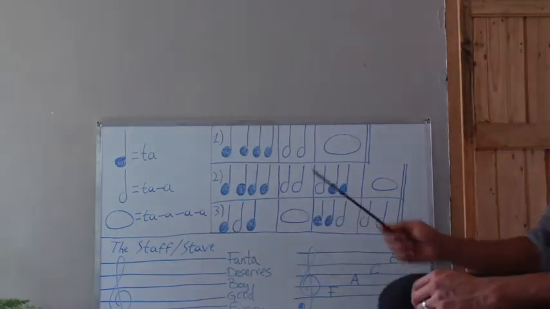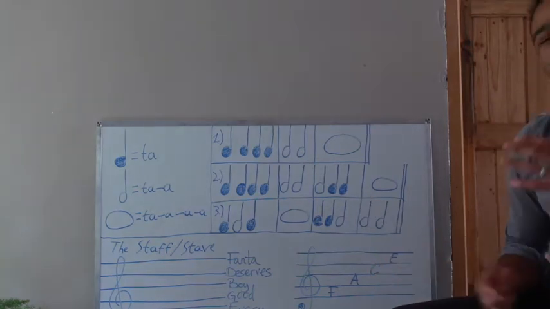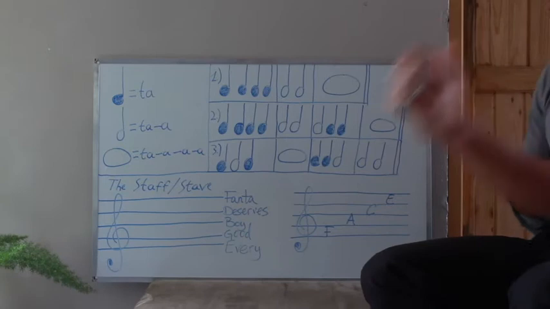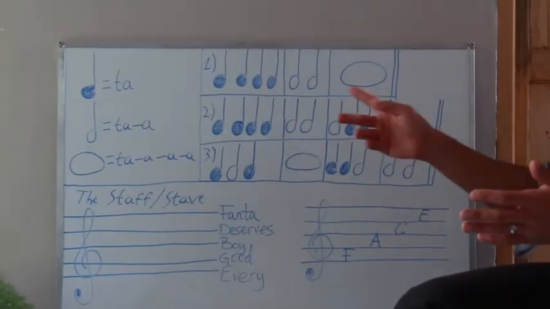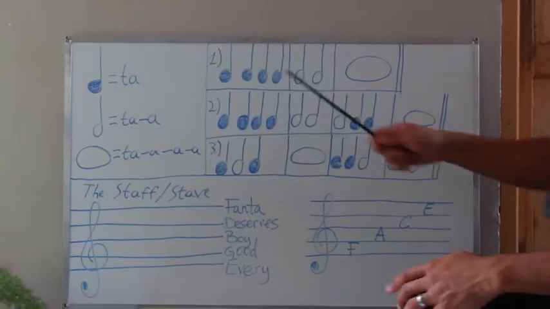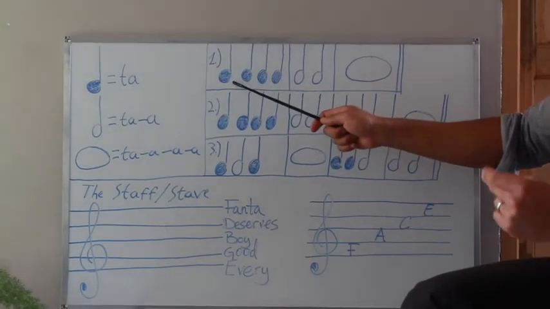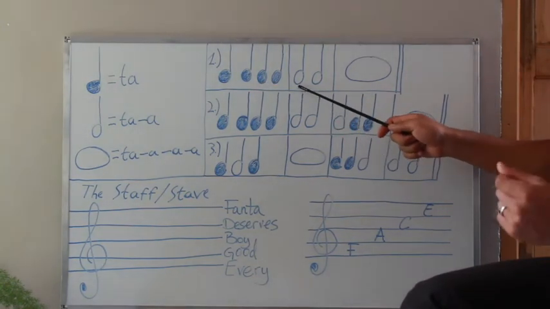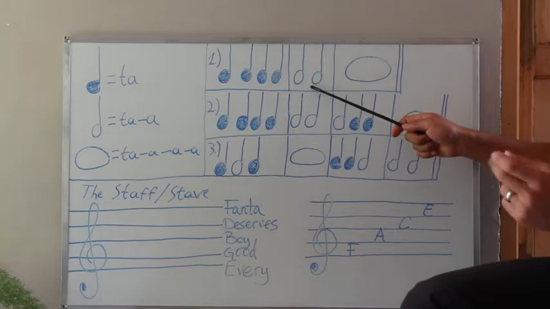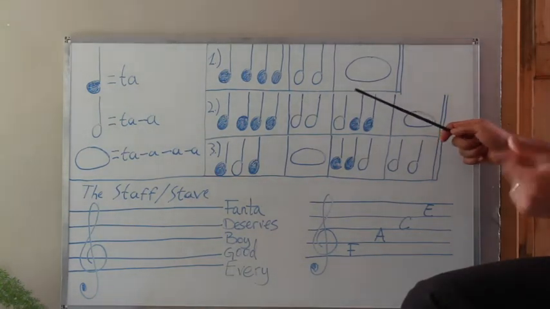Okay? Now let's try and do it practically. You guys have done this with Miss Vanessa, so this is just a recap so that it's really in your mind. Let's look at number 1. We're just gonna say it out loud, then we're gonna clap it, okay? So 1, 2, 3, go. Ta, ta, ta, ta, ta, ah, ta, ah, ta, ah, ah, ah.